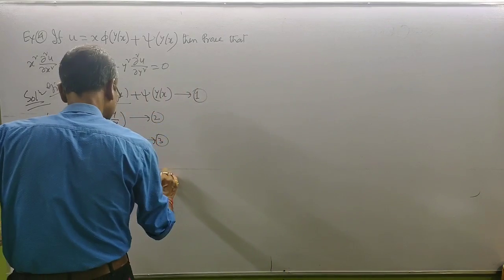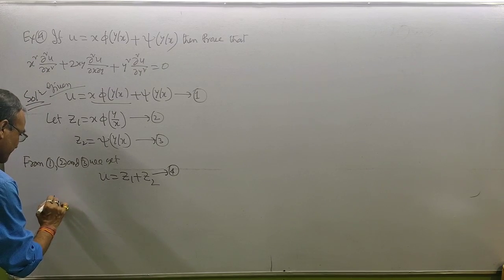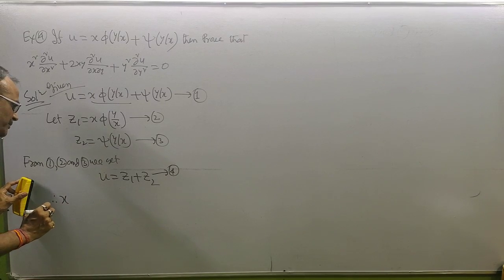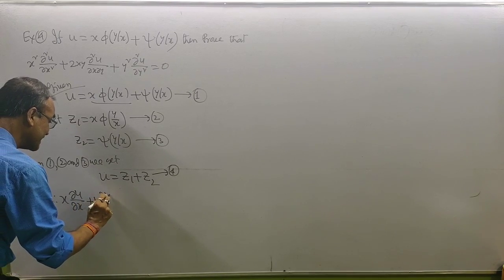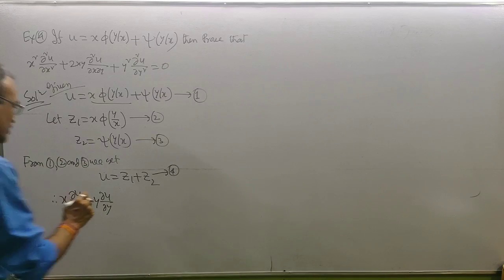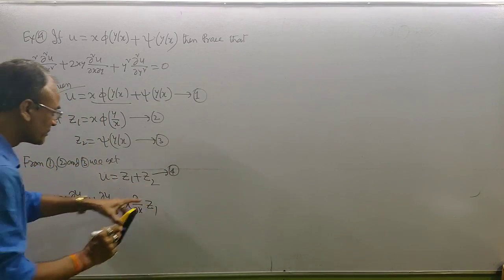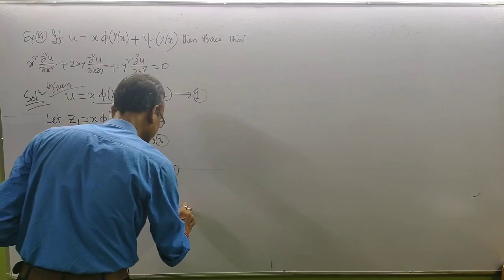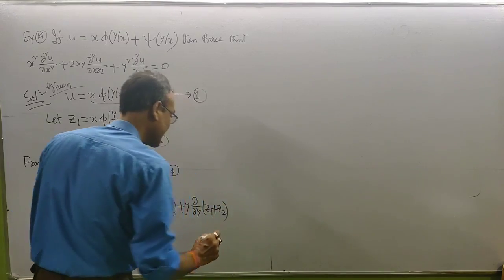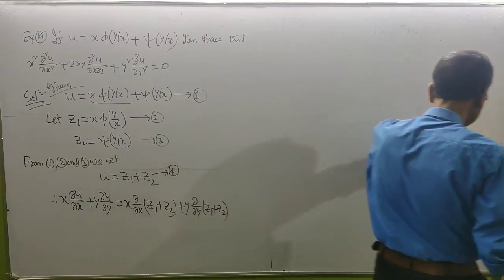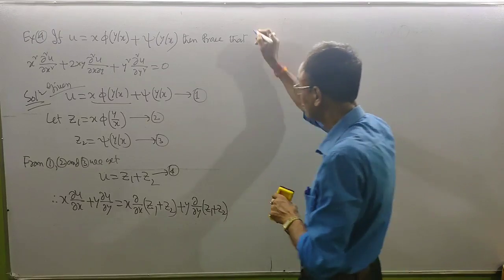Suppose this is number 2. Now, x del u by del x plus y del u by del y, what will this be? It equals x del del x of z1 plus z2, plus y del del y of z1 plus z2. You may write it like this.